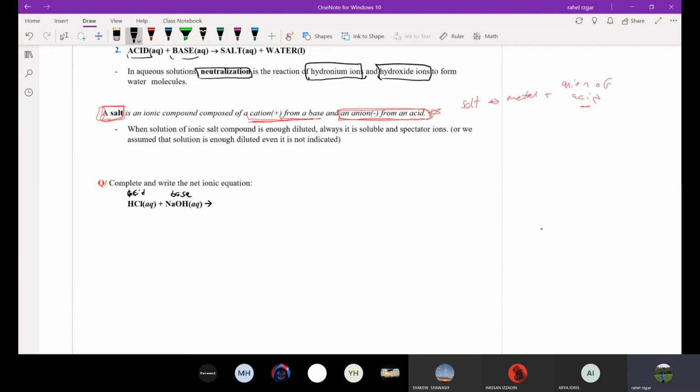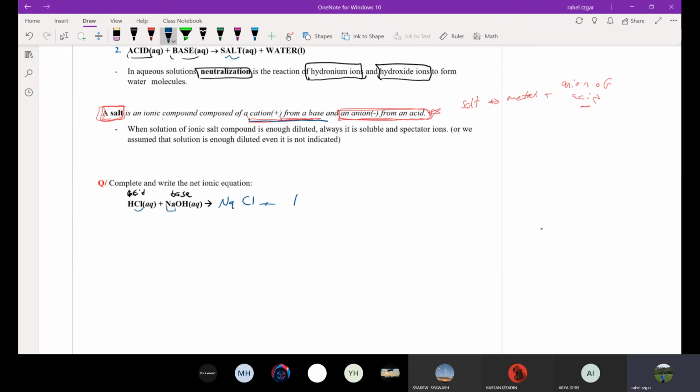It says it will produce a salt. What is a salt? Salt is an ionic compound composed of a cation from the base and an anion from the acid. What is the base? This one. What is the cation? Na. So it's Na. And anion from acid. What is the anion of acid? Cl.